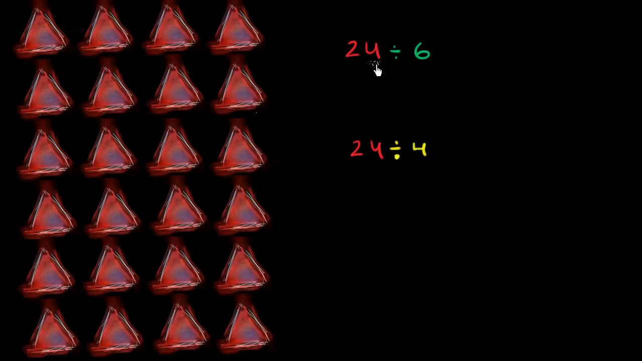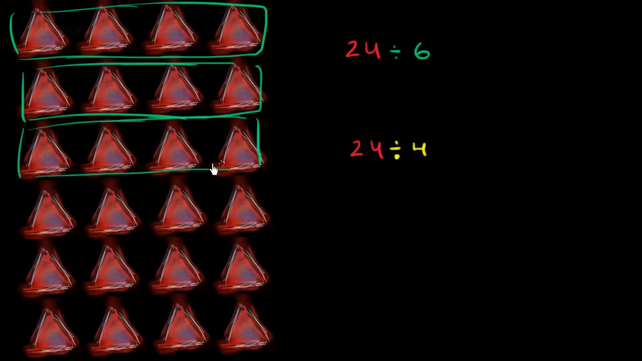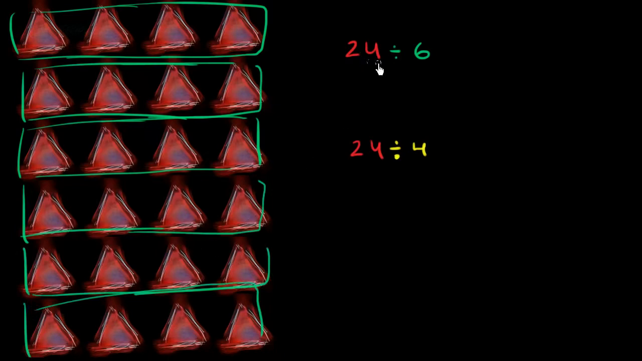So let's tackle 24 divided by 6 first. And I'll view this as, let's try to divide 24 into 6 equal groups. So let's see, this could be 1 equal group, 2 equal groups. In fact, each group here is a group of 4, and we have 6 rows. So 3 equal groups, 4, 5, and 6. And so if you divide 24 into 6 equal groups, how many do you have in each group? Well, it's pretty clear. You have 4 in each group.